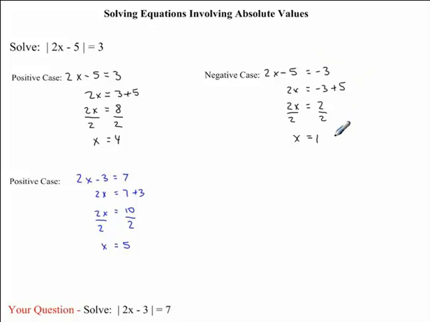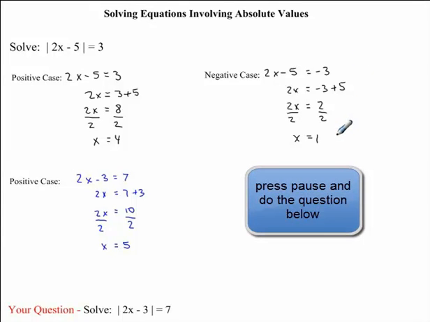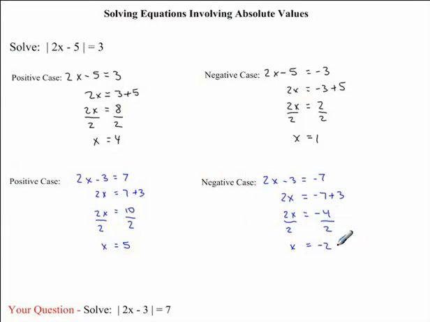I would now like you to try doing this case with the question you are given. And here is the answer you should have got. Now all we need to do is write our therefore statement. Therefore, x can equal 1 or 4. And this is our final answer.